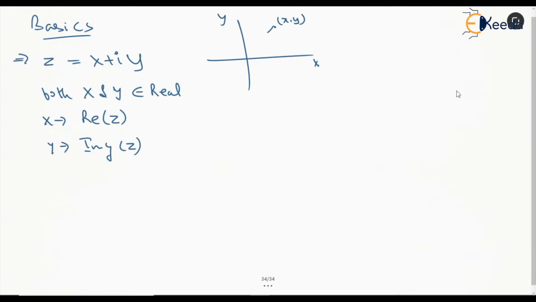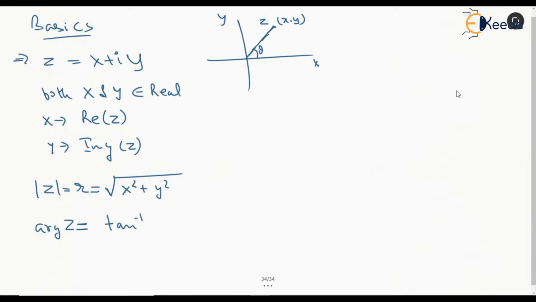So joining this line, this is our z. Let's say it is at an angle of theta. Then the mod value or the absolute value of z, which is also given as r, is nothing but the distance of this point from the origin. So this is square root of x square plus y square. And then argument of z, which is the angle it is making with the x axis, is tan inverse of y by x, which is given as theta.